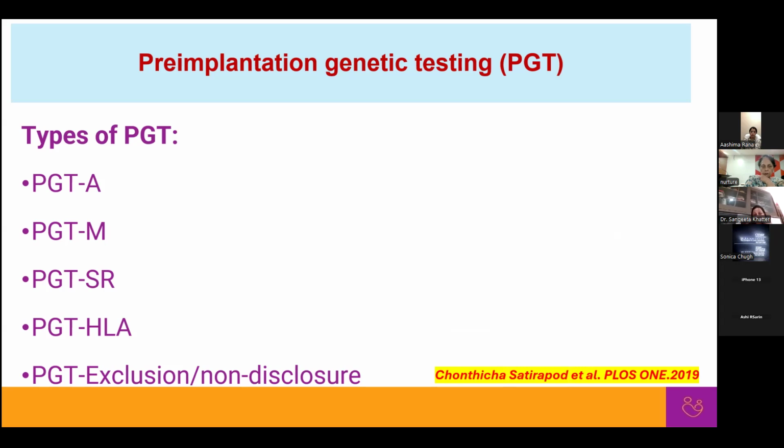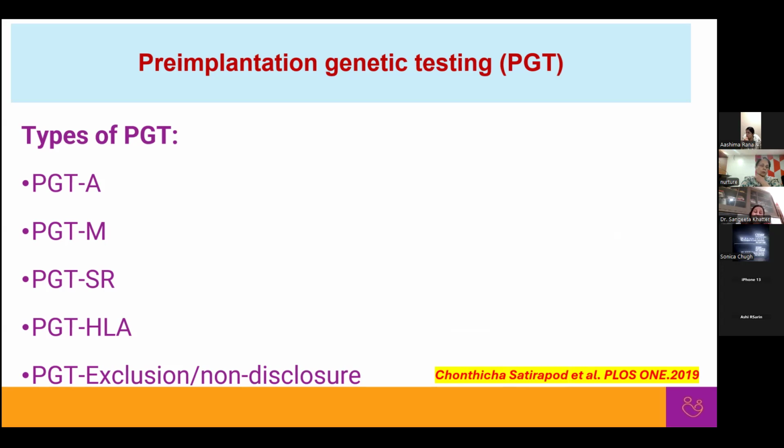PGT-M is for monogenic disorders, as Jindal ma'am also described, monogenic disorders like cystic fibrosis, thalassemia. We are doing pre-implantation genetic testing very pertinently for every monogenic disorder. We are advising them. And PGT-SR is for structural rearrangements. That means sometimes in RPL patients or in balanced translocation carriers, we have a risk of children with recurrent pregnancy losses or children with malformation. So we advise them PGT-SR.